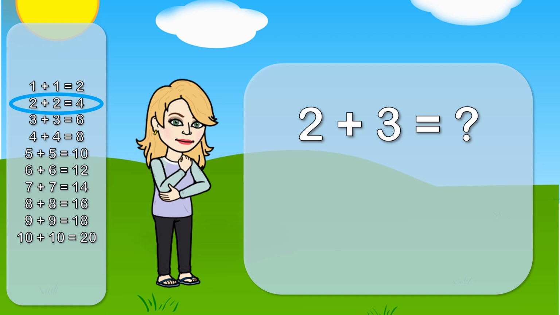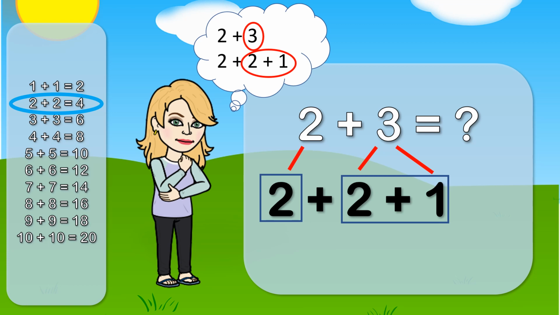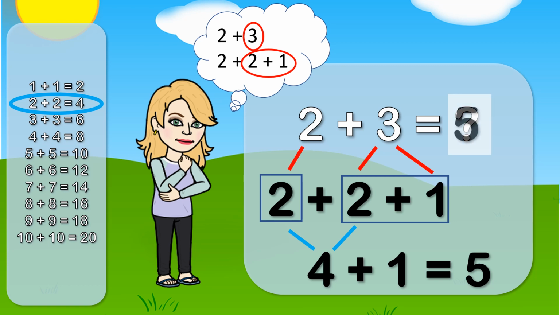Well, if I think about 3, I can decompose that to 2 and 1. So when I think about 3 as 2 and 1, I can see my doubles fact, 2 plus 2, and then I just tack on one more. So I'm really thinking 2 plus 2 plus 1. I see that 2 plus 2 is 4, and one more is 5. So 2 plus 3 is 5.